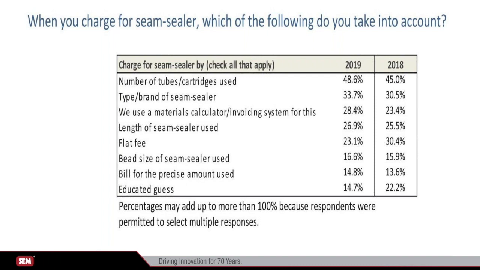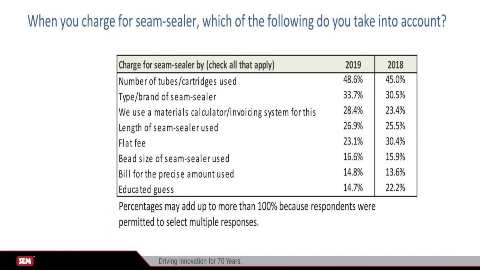When you charge for this seam sealer, what do you take into account? And they break that down by statement: number of tubes, type or brand of seam sealer, the material calculators that are becoming very popular. I think Paint Logic is the most popular that I see out there, and that's where they're billing for every ounce of paint, every square inch of masking paper, masking tape, and they also do the same for the seam sealer.